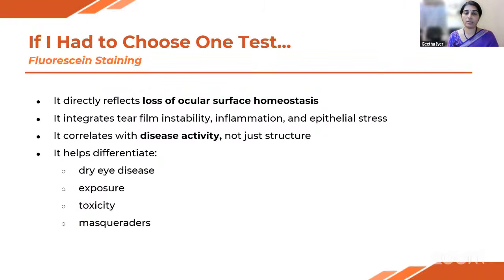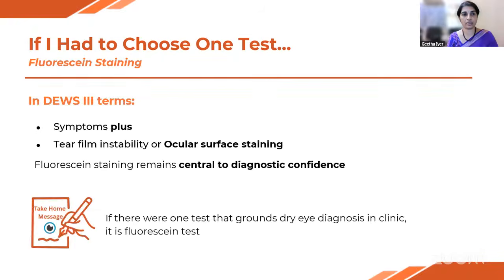So if I had to choose one test amongst all that I have in the OPD, I think it would be fluorescein staining, because it helps me to understand both the tear film homeostasis as well as the ocular surface homeostasis in the form of the breakup time as well as the staining of the ocular surface. So this would probably be one test that I would choose in the clinic, and it also helps me differentiate it from the masqueraders or the differential diagnosis.